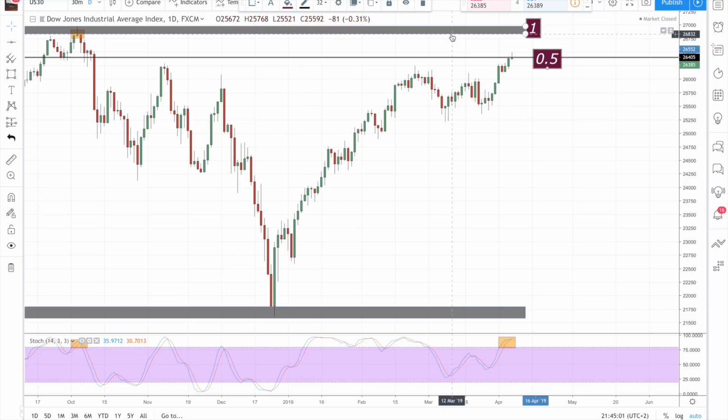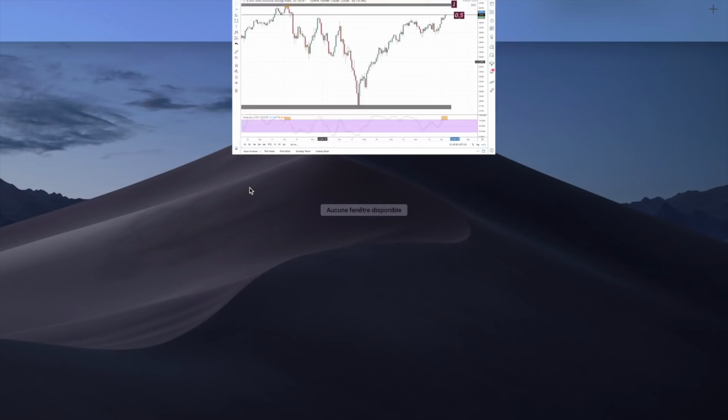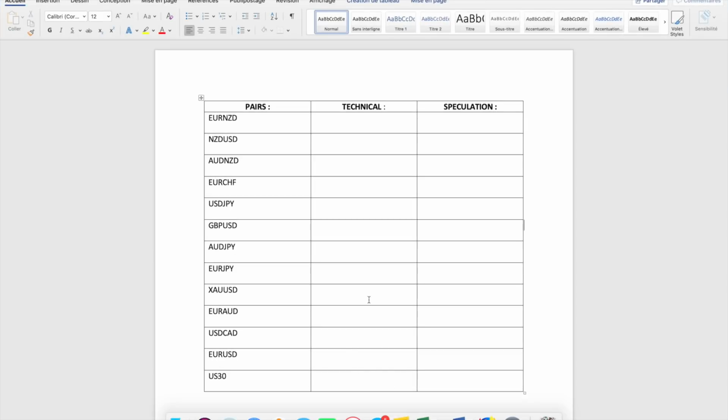$26,832. I would wait and sell over here. So be patient, and then sell. And if you want to speculate and take the risk, you should directly sell, but this is risky, obviously. I hope it's clear for US30.